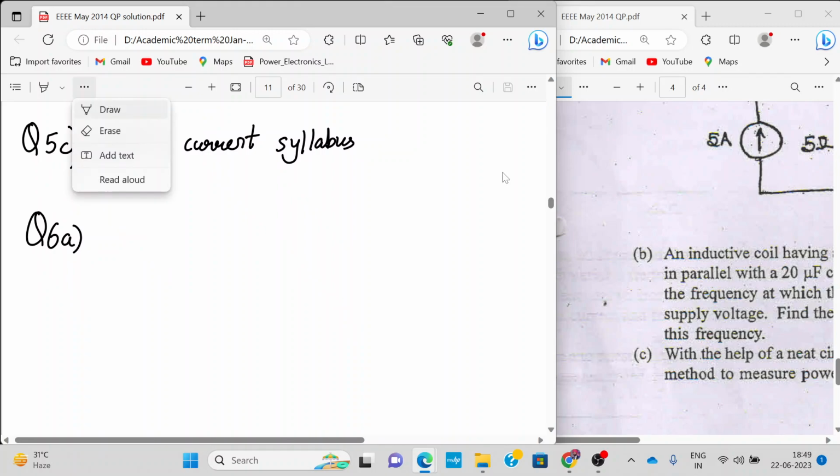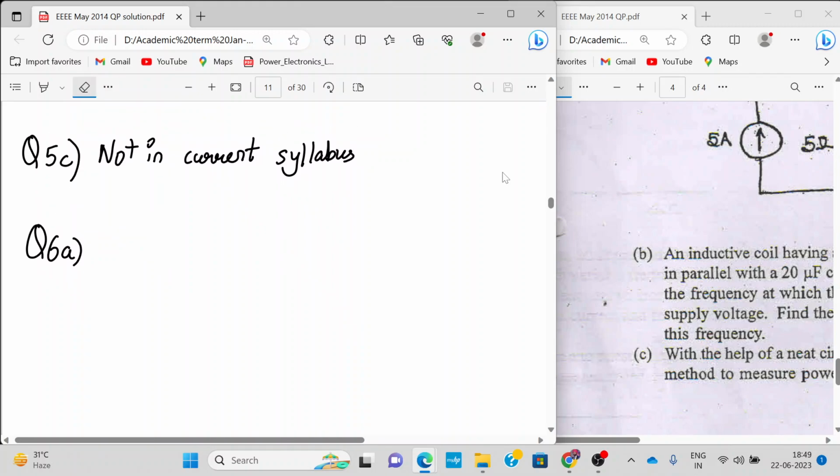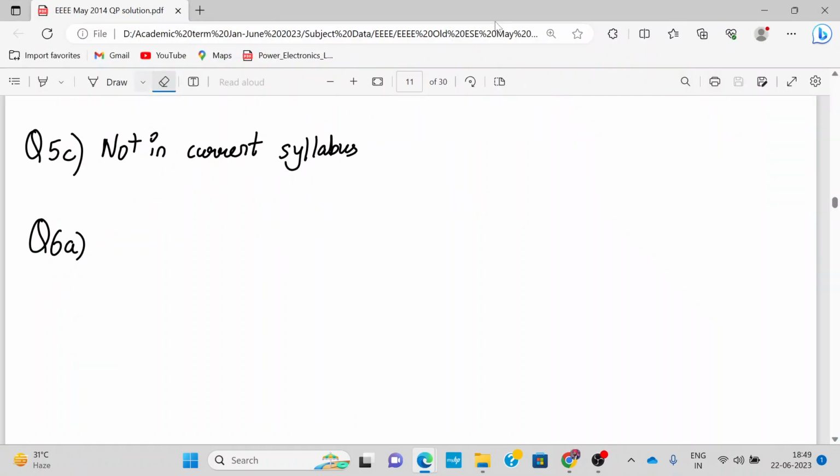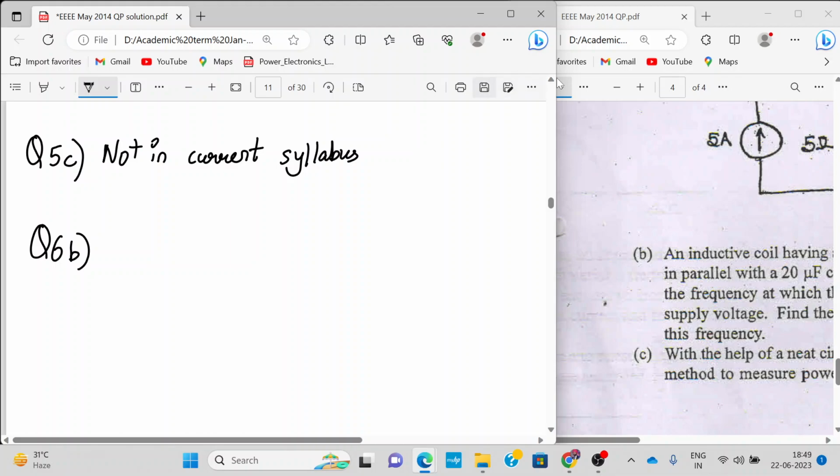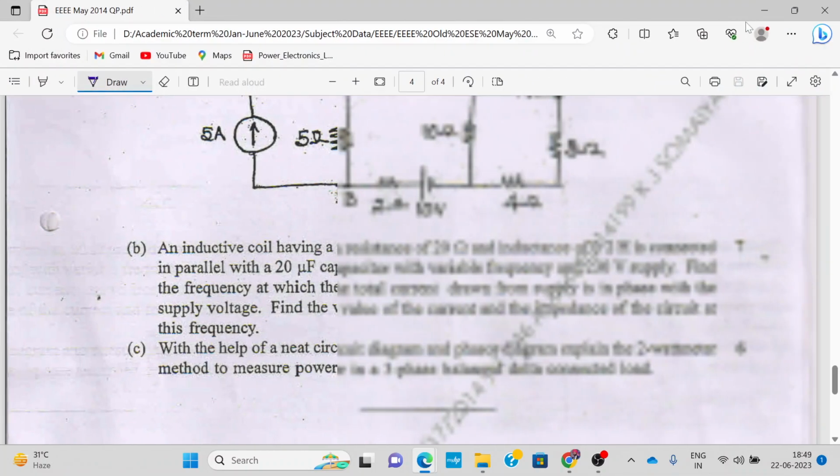Okay, let me try to erase it. Yeah, we'll solve 6B first. So what does 6B say? Okay, it's again loading.